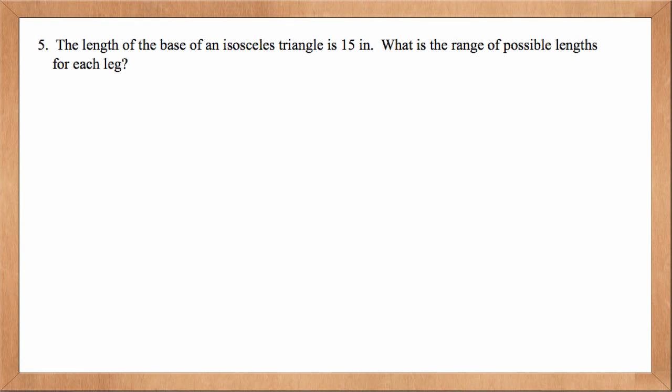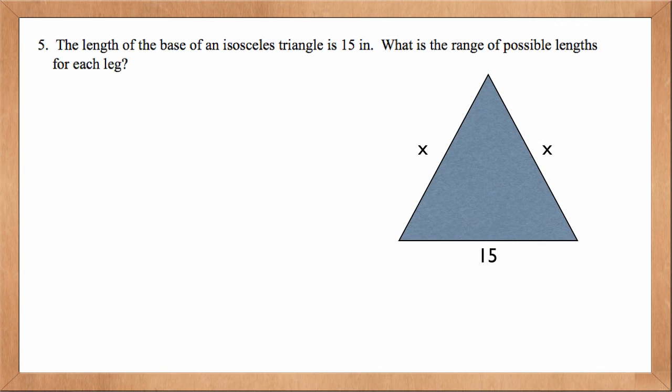The length of the base of an isosceles triangle is 15 inches. What is the range of possible lengths for each leg? Notice I'm not given a picture, so I draw one. Here's an isosceles triangle. The base is 15, and since it's isosceles, the other two sides I'll just call x.